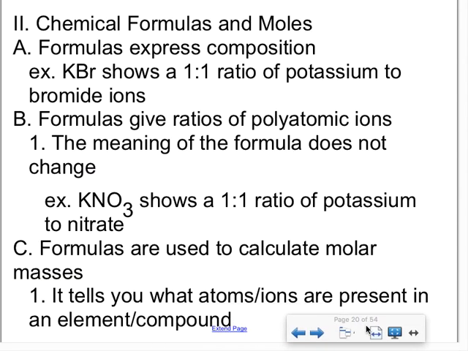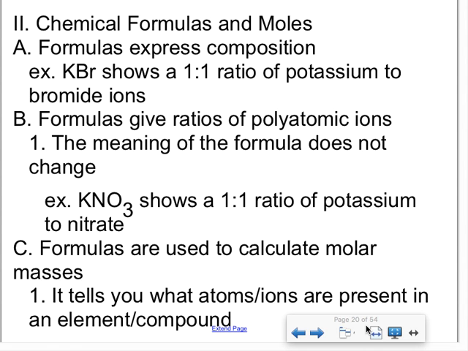Now the second thing I want to teach you is chemical formulas. So you guys know that chemical formulas tell you what is in the chemical, but it also tells you how many atoms you have of each. So KBr, how many potassiums do I have? 1. And Br is 1, so it's a 1-to-1 ratio. So formulas do give ratios even of a polyatomic ion.